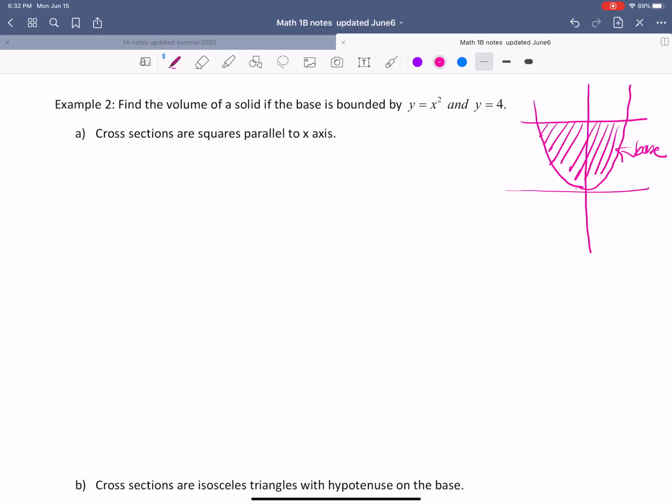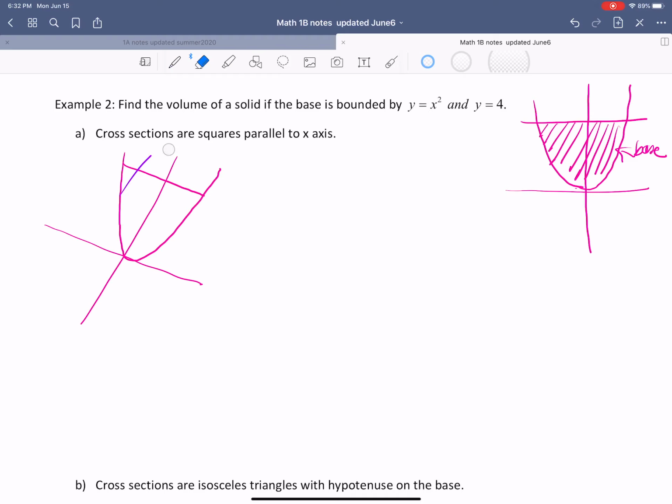Part A: cross sections are squares parallel to the x-axis. Parallel to the x-axis means they are perpendicular to the y-axis. I'm going to try to draw the cross sections again. I'm trying to draw a 3D shape in a 2D space, so try to imagine how it would look. This is how the cross sections are going to be.